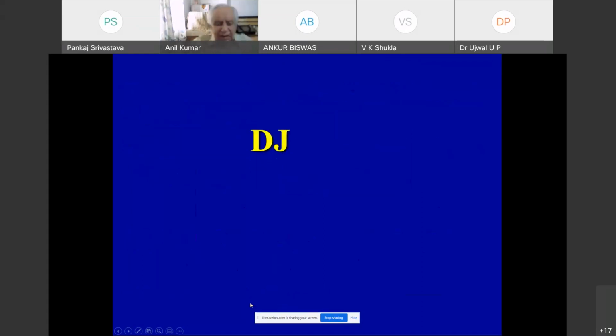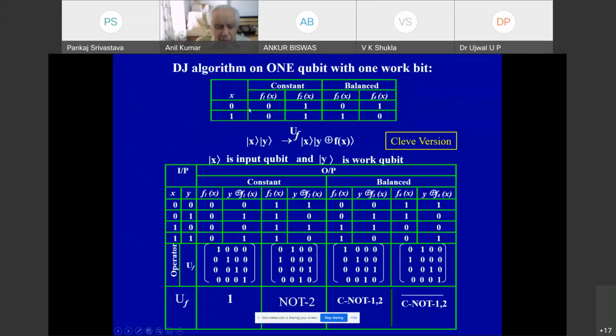DJ. If you have 1-qubit DJ, there are 2 variables. X can have 2 values, 0 and 1. In a constant function, the function value remains the same whether you flip this or this. And in the balanced function, half the time it takes one function value and half the time it takes another value. And Cleve gave a version which is given by this. And then you can look at 2-qubit DJ, and the U that you have to do to verify the DJ is NOT 1, NOT 2, control NOT 1, 2, control NOT 1, 2 bar.